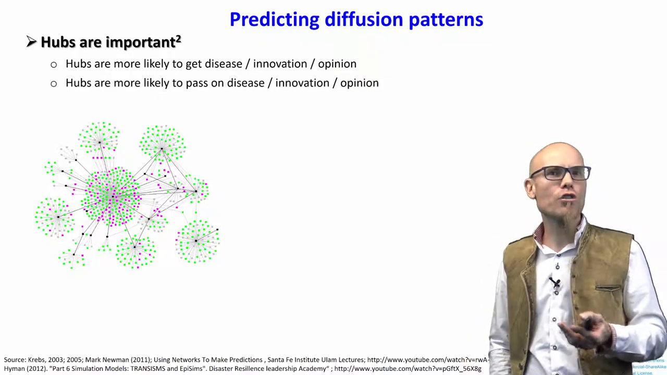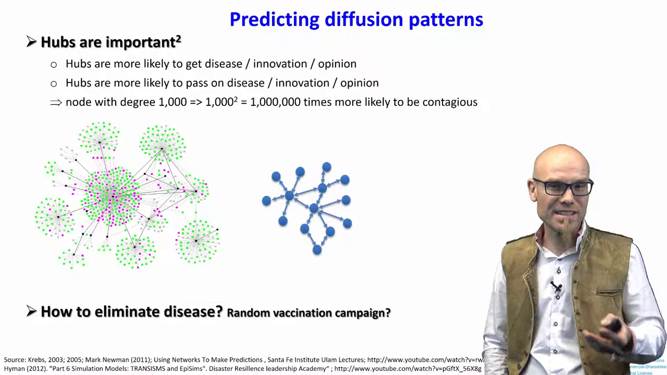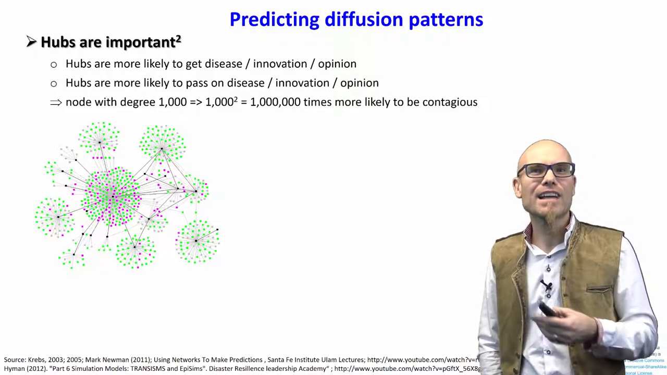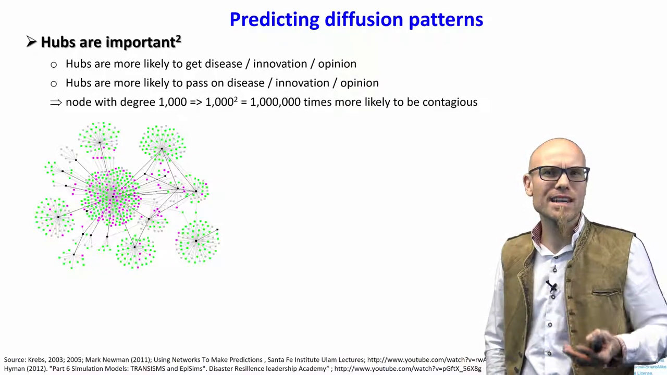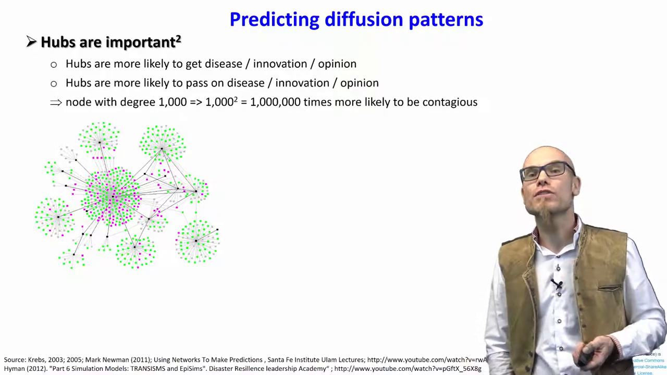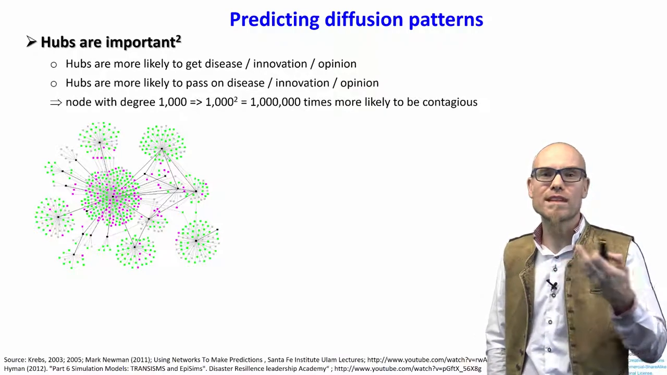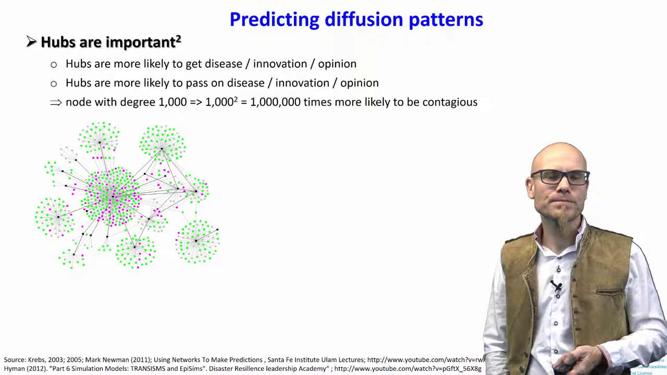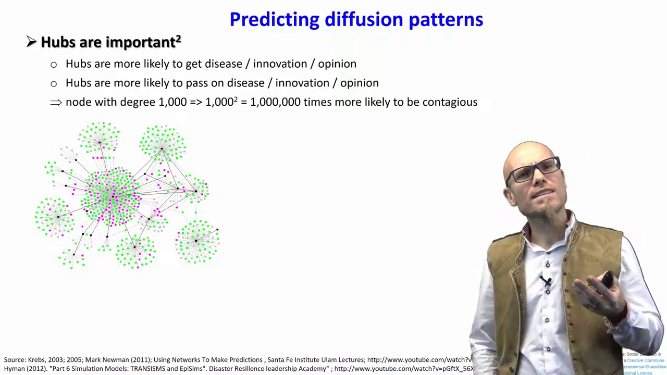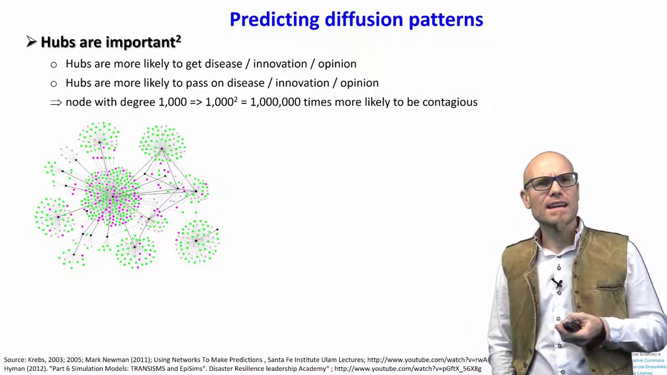So a node with a degree of 1,000, with 1,000 connections, is actually 1,000 times 1,000 more likely to be contagious, contagious being the reception and the passing on. So how would you then eliminate a disease?